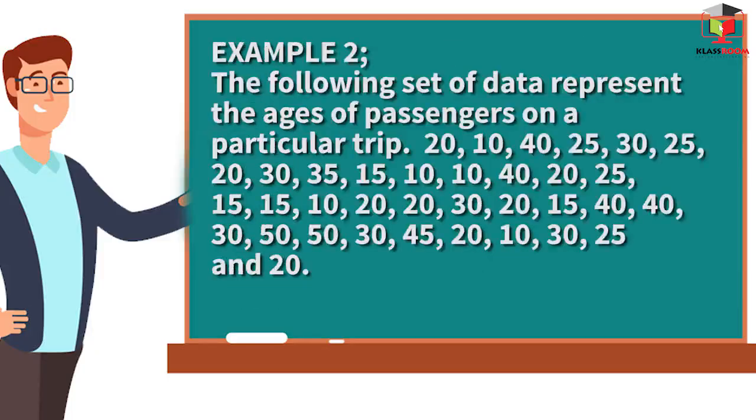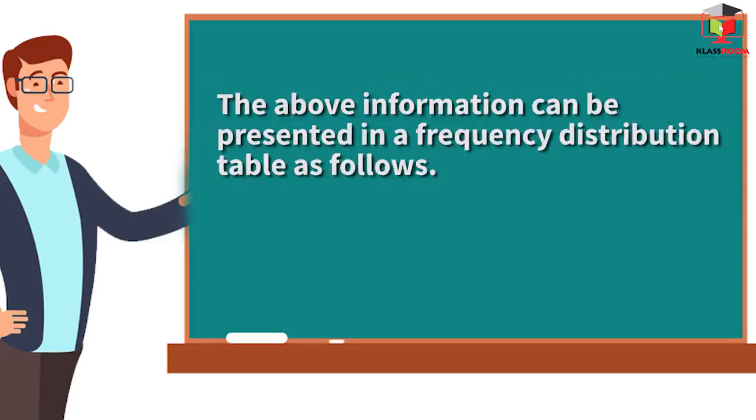Example 2. The following set of data represent the ages of passengers on a particular trip. We have 20, 10, 40, 25, 30, 25, 20, 30, 35, 15, 10, 10, 40, 20, 25, 15, 15, 10, 20, 20, 30, 20, 15, 40, 40, 30, 50, 50, 30, 45, 20, 10, 30, 25, and 20. The above information can be presented in a frequency distribution table as follows.